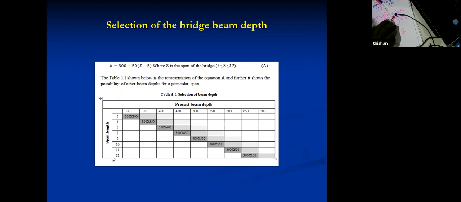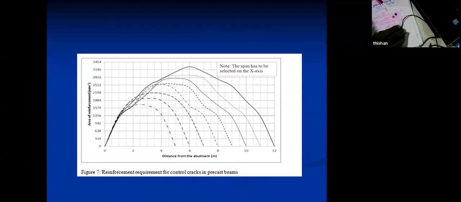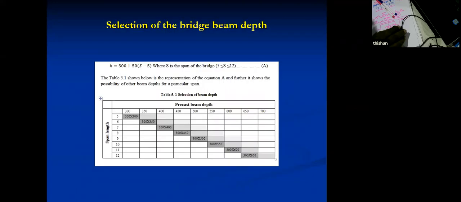One of the problems is you have to first select the size of the beam. To select the size of the beam, we came up with a table. Because the depth H is given by a certain equation, but on the other hand, we have given the size of the beam also in this table. So for a precast beam up to 12 meters, you can go for 300 by 650 when it is continuous. And then we did not stop there, but we went to the next step.